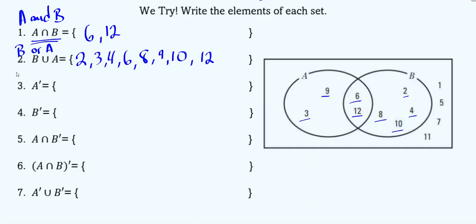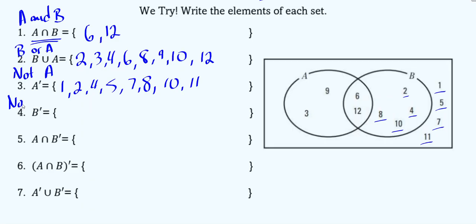The complement of A, that means not A. Everything outside of this circle, that includes some things that are in B, and everything on the outside. It doesn't include the 6, 12, or the 3 and the 9. Those are all in A. So 1, 2, 4, 5, 7, 8, 10, and 11.